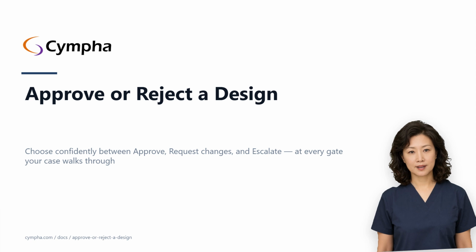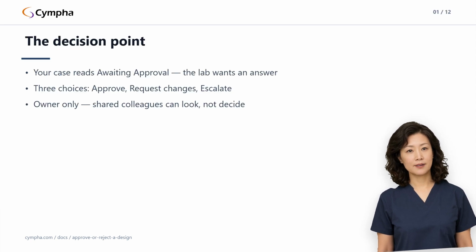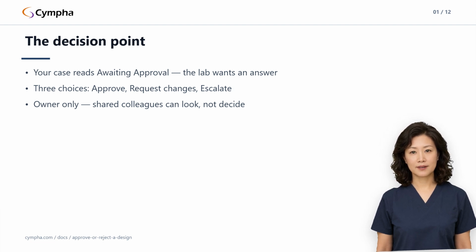Awaiting approval is the one status where the case is entirely in your hands. Nothing moves until you act. You have exactly 3 choices, and this whole lecture is about choosing between them well. The green approve button, request changes, and escalate to lab manager.